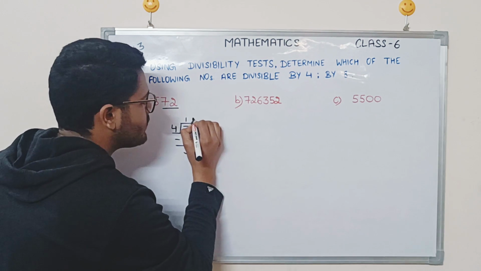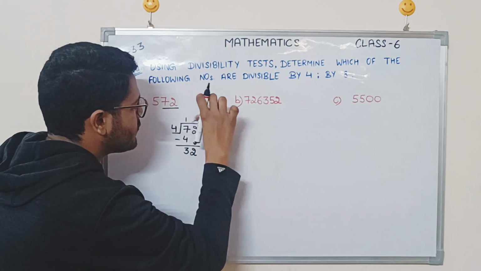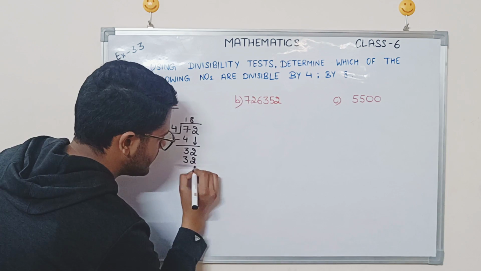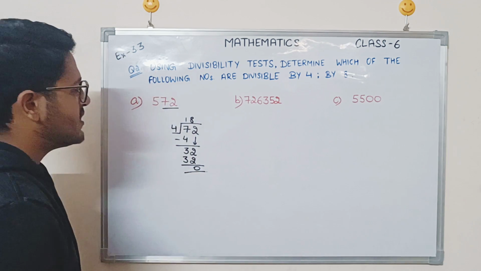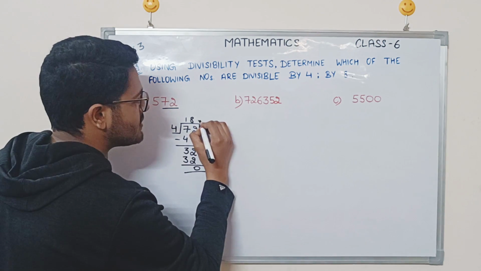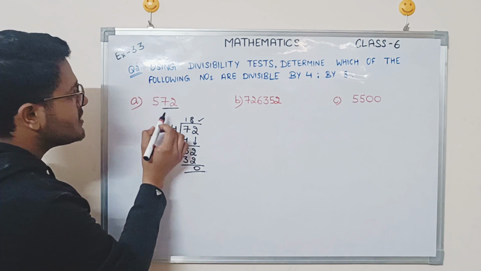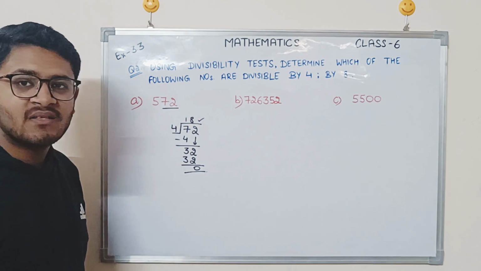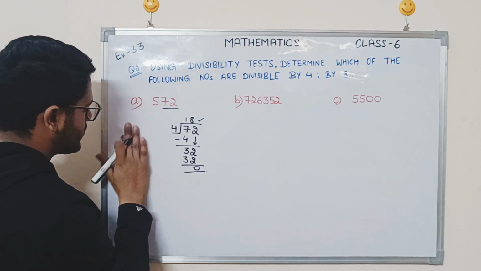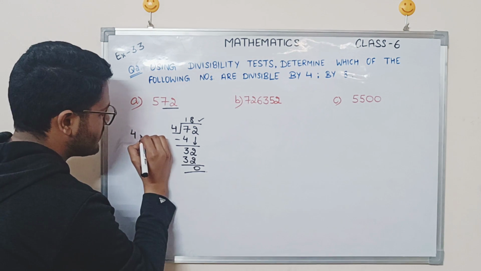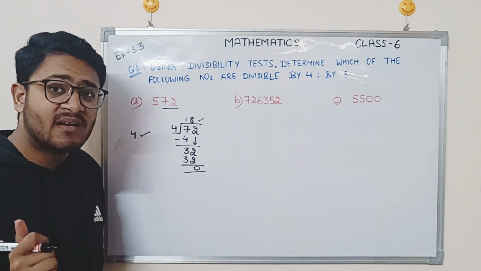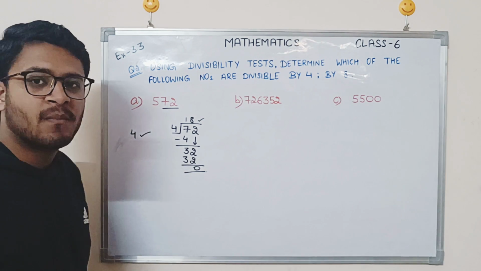So 4 sevens are 28 and 4 eights are 32. Right. So the remainder is 0. So therefore 72 is divisible by 4. So if 72 is divisible by 4, therefore this whole number 572 is also divisible by 4. So for divisibility of 4, yes, it is divisible by 4. Now let's check whether this number is divisible by 8 or not.